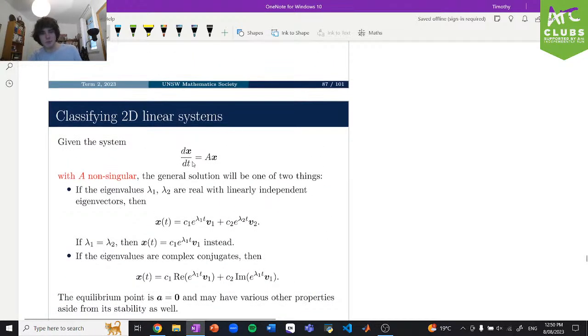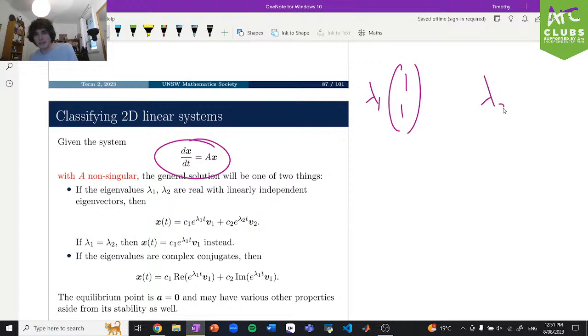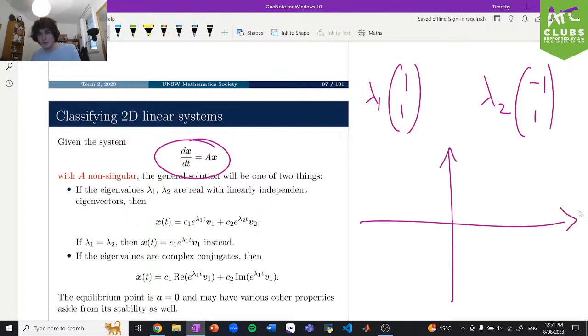So oftentimes when you solve this system, you'll be able to find two lambdas with corresponding eigenvectors, like lambda 1 and lambda 2. Those two would be degenerate, so let's change it to -1 and 1 instead. And then basically you can draw out lovely little phase diagrams. Let's say that lambda 1 is positive, and lambda 2 is negative.